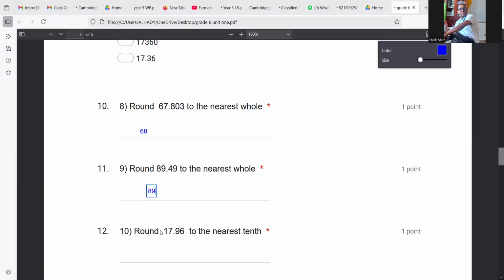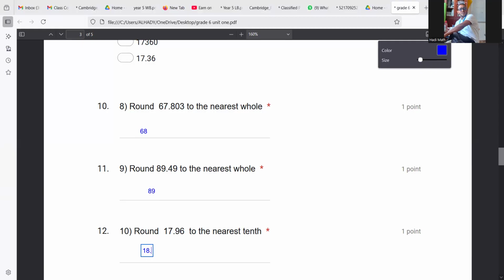This number, they ask you to round to the nearest tenth. Remember, the tenth is 9. You look on the right of the 9, and I've got 6. That is when you're going to add 1. But 1 plus 9 is going to be 10, so 0, and you carry over 1, and then you add 1 to the 8. So some people say it's 18.